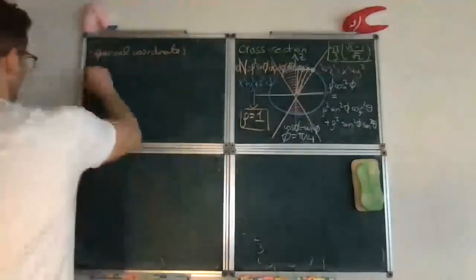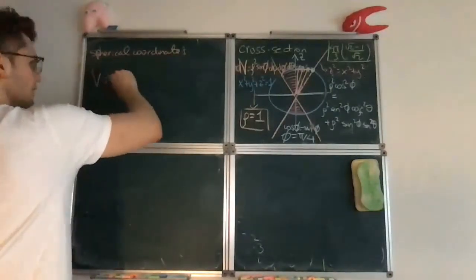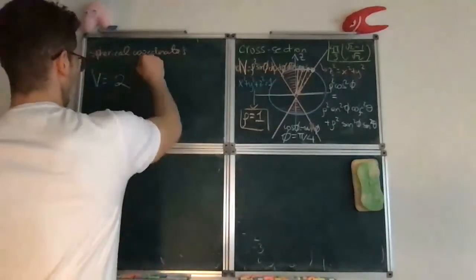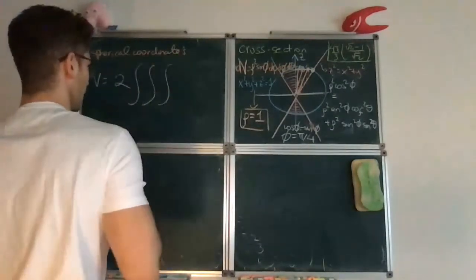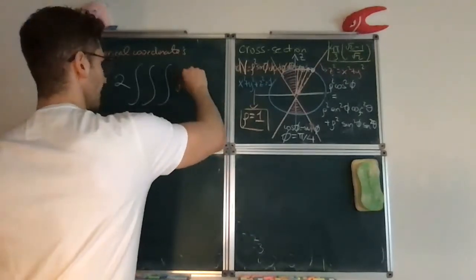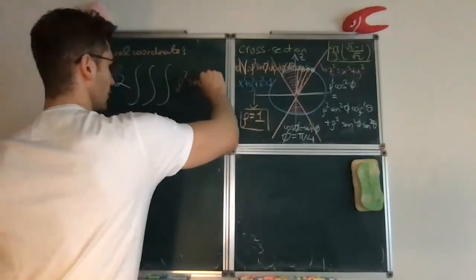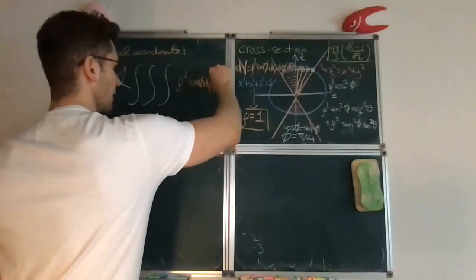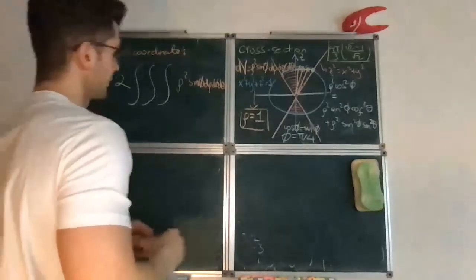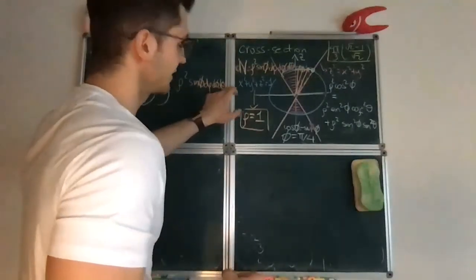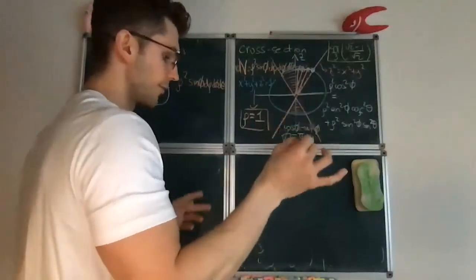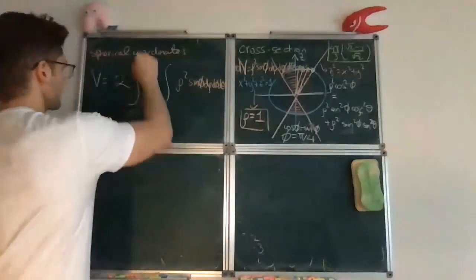So the volume will be twice, because remember we're just looking at the stuff above the xy plane, twice the integral of rho squared sine of phi d rho d phi d theta. And so we have to find the bounds for each of the variables. Again, for theta it's pretty easy because it's a solid of revolution about the z-axis, so theta just goes from 0 to 2 pi.